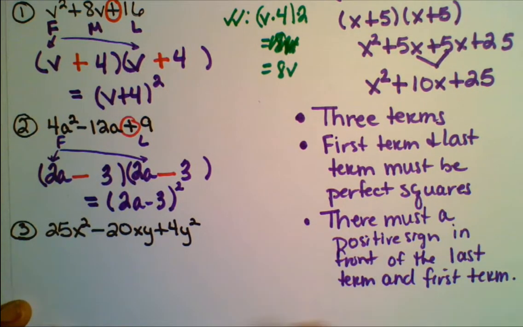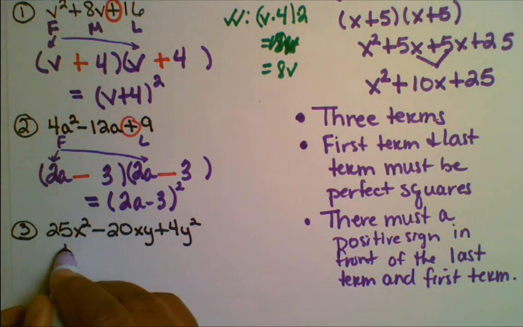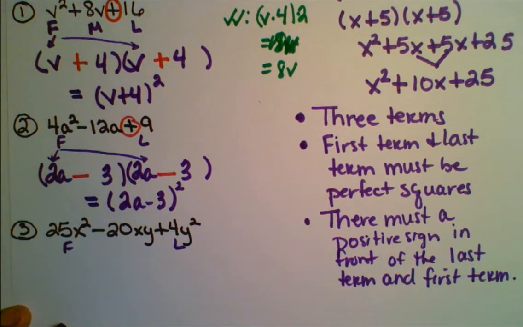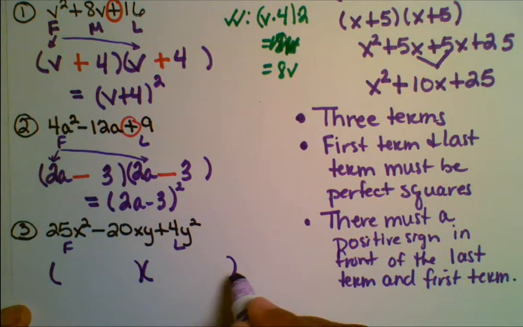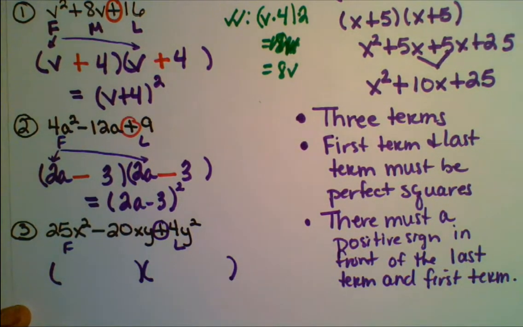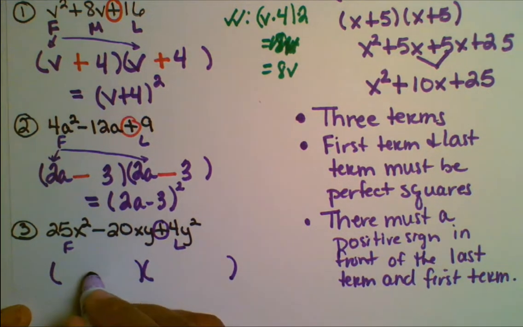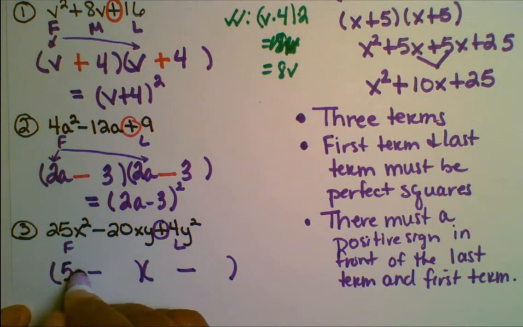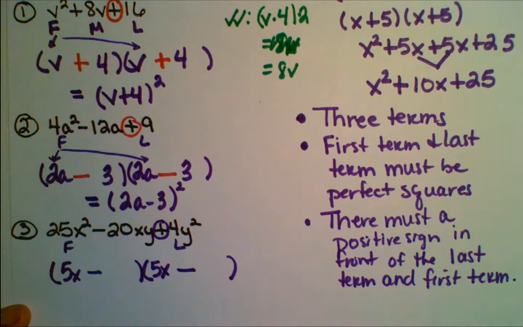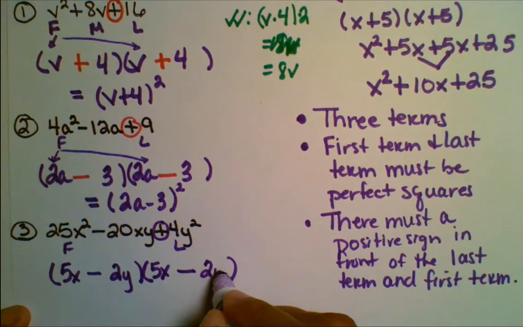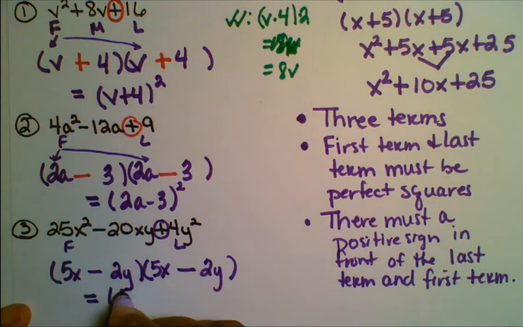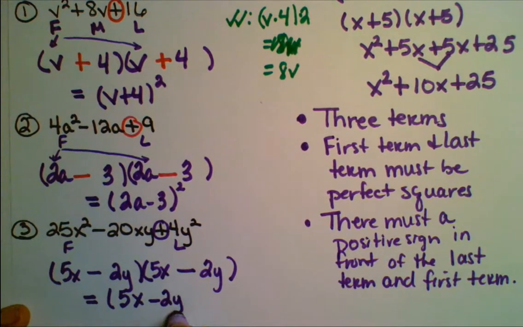Example 3. We have 25x squared minus 20xy plus 4y squared. First and last terms are perfect squares. We have 3 terms. First term and last term are positive, so let's set up our template. The sign of the last term is positive, so we're going to have the same signs, same negatives. Break down the first term. That would be 5x, 5x. Break down the last term. We have 2y, 2y. And then let's write our answer, 5x minus 2y squared.